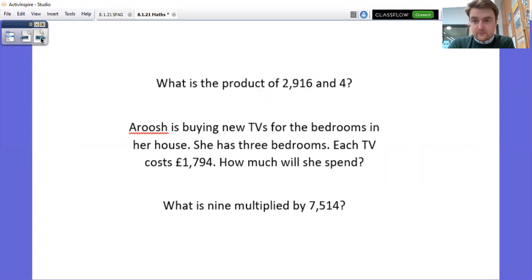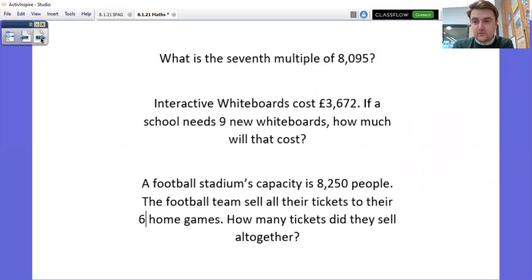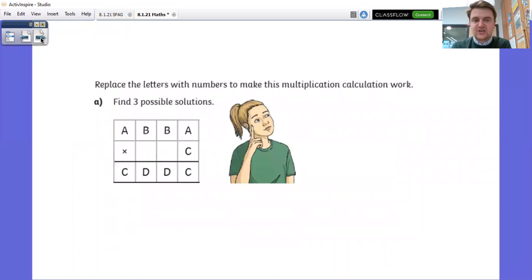There's your first batch of word problems. There's your second batch of word problems. Remember, guys, the word problems are meant to go together. So if you're doing the word problems, that is still 6 questions. They just didn't fit on one slide very easily. And there's your challenge as well. You'll find 3 possible solutions for this one.